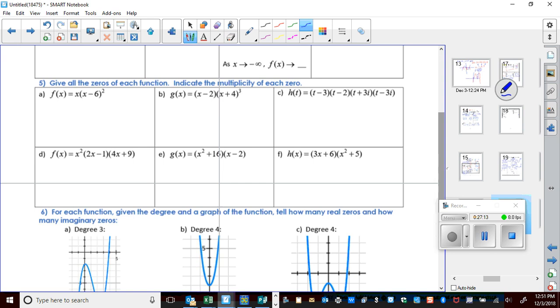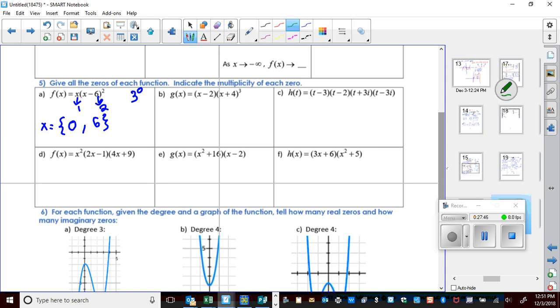Now, give all zeros of each function and indicate the multiplicity of each zero. So first, the multiplicity of this zero, it's only to the power of 1, is 1. The multiplicity of this zero is 2 because it's squared. So here, x equals {0, 6}. For x, it's simply 0. For x minus 6, it's simply positive 6. Okay? And the multiplicities are listed there, right above it. This is a third-degree polynomial. Okay?